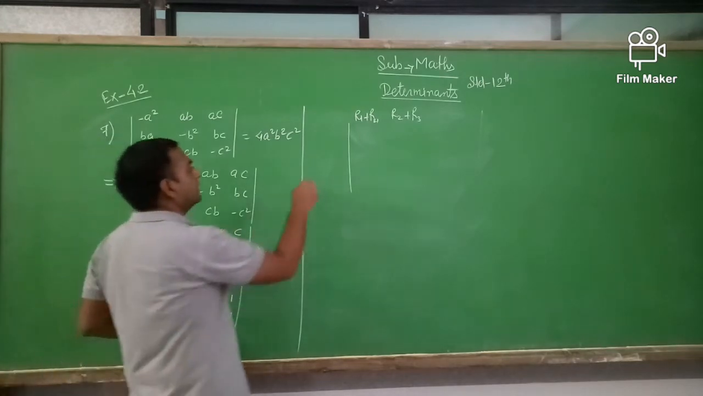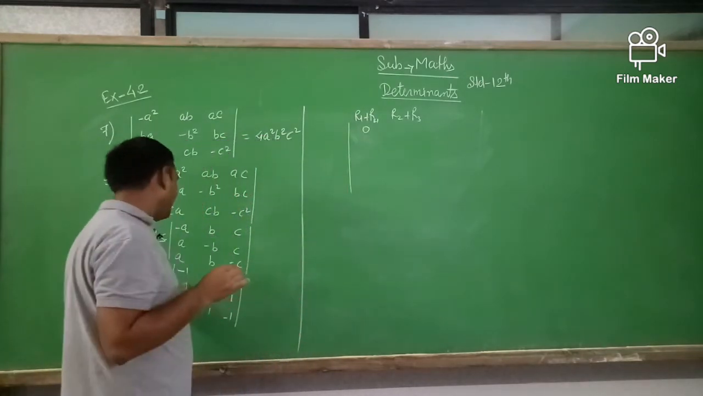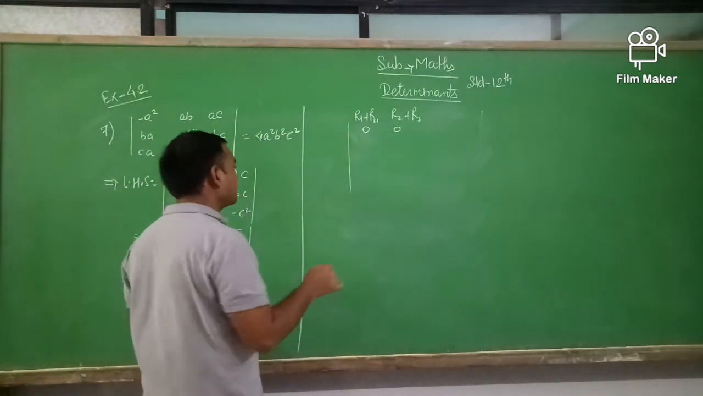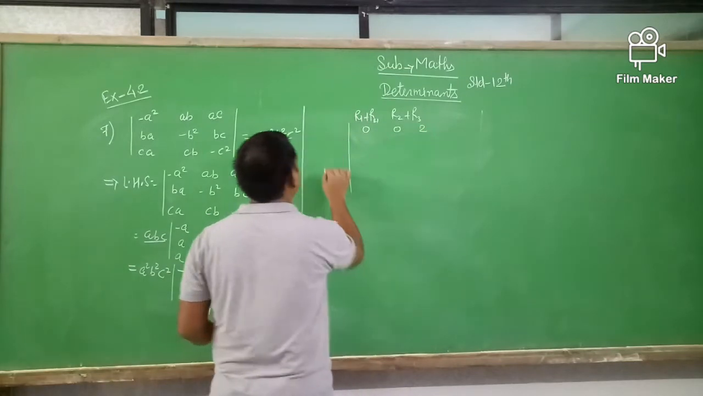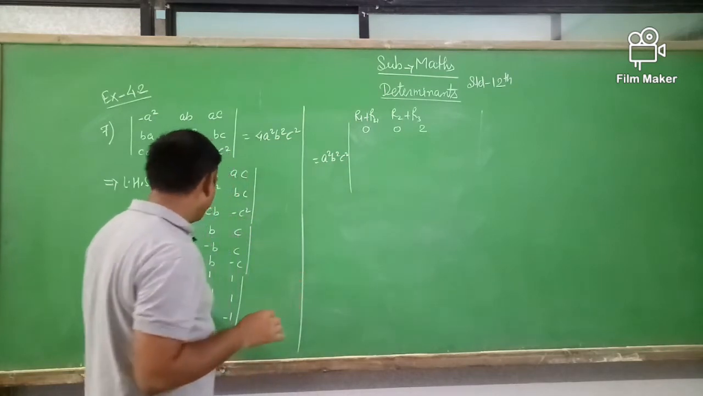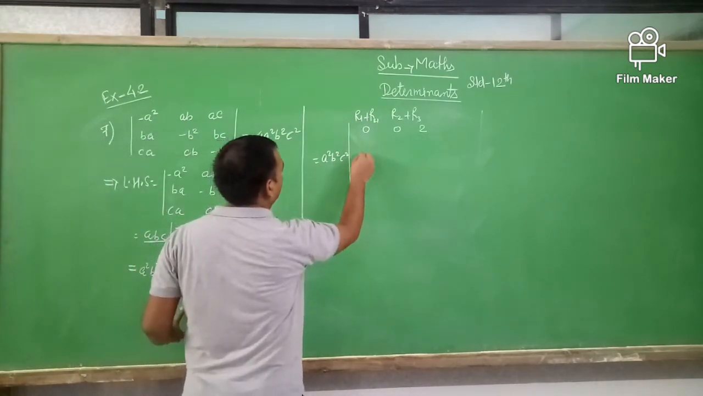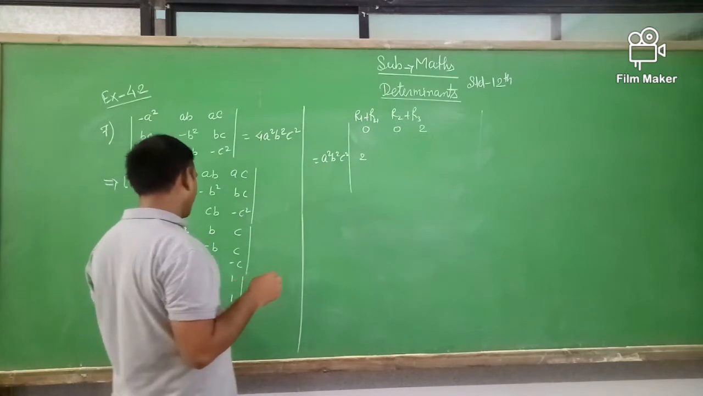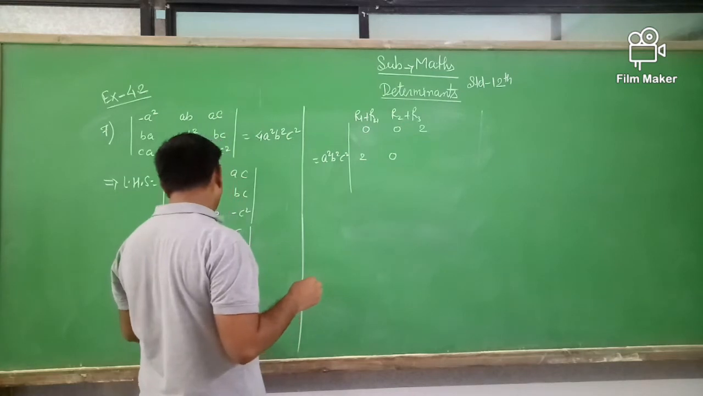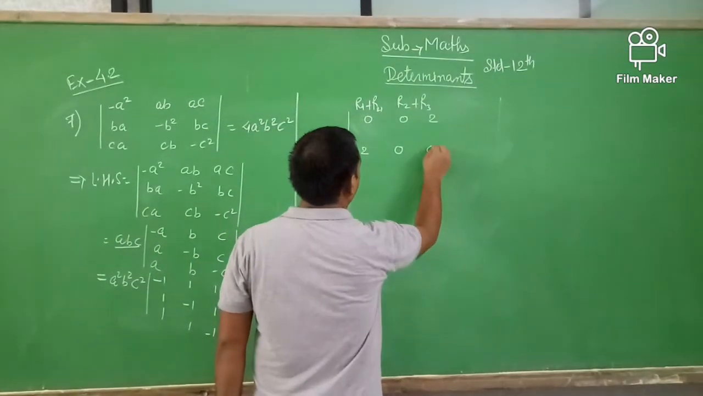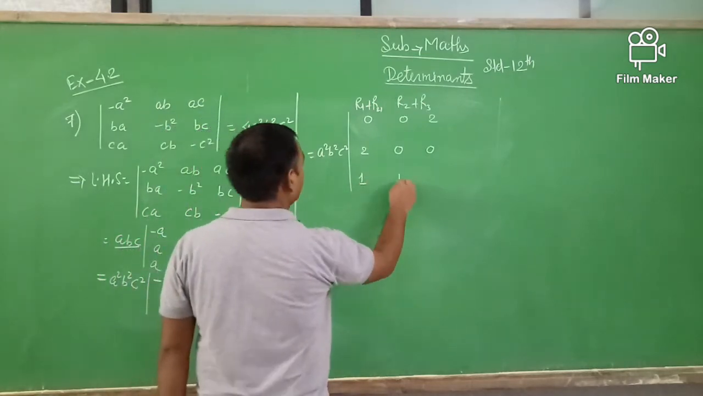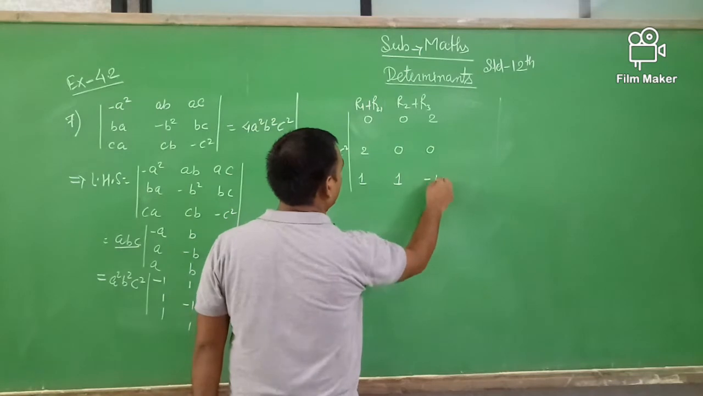Minus 1 plus 1, this is equal to 0. Then 1 minus 1 is also equal to 0. Then 1 plus 1 is equal to 2. And here is A square, B square and C square. Next, here 1 plus 1 is also equal to 2. Then minus 1 plus 1 is equal to 0. And here 1 minus 1 is also equal to 0. Then here is 1, this is 1 and this is minus 1.